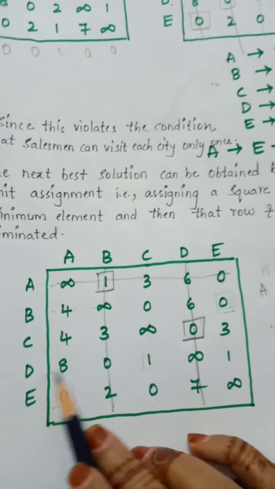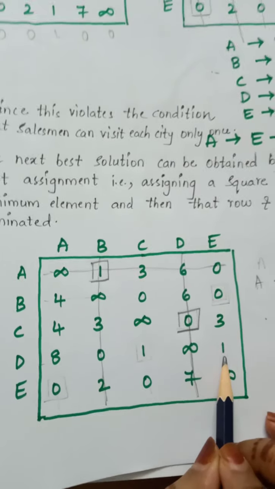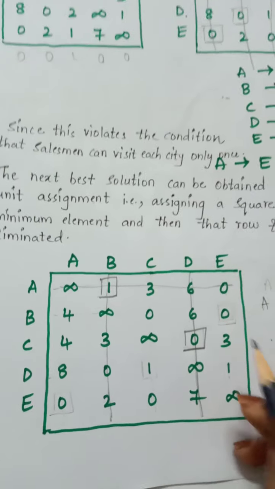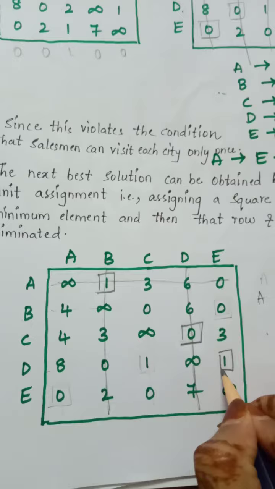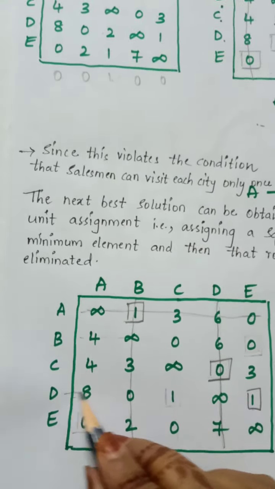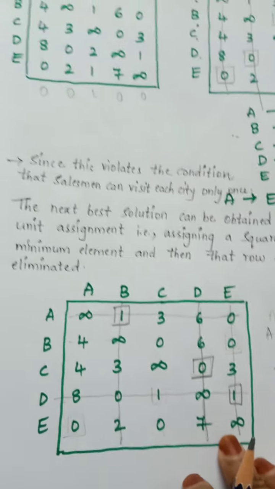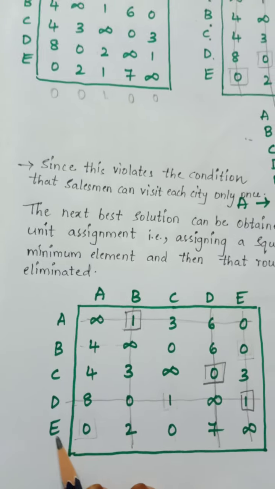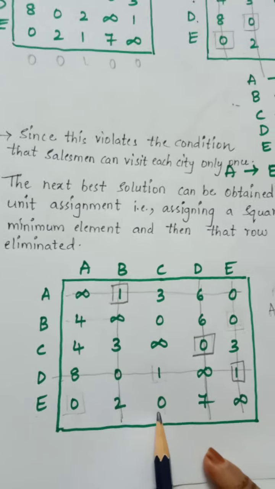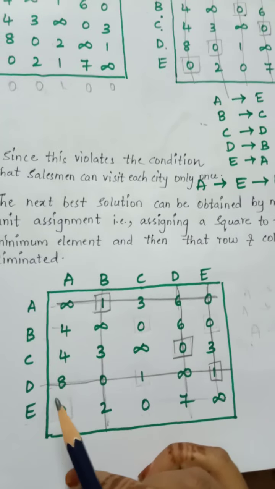In the fourth column students, there are 2 non-zero elements, so take the minimum element. Last time I assigned a square to this one, and this time I am assigning a square to this one. Whenever I have done a unit assignment, I have to cancel that particular row and particular column. Clear? Next, in the row E there are 2 zeros, so skip that row. The next step is to check whether all the zeros have been covered.